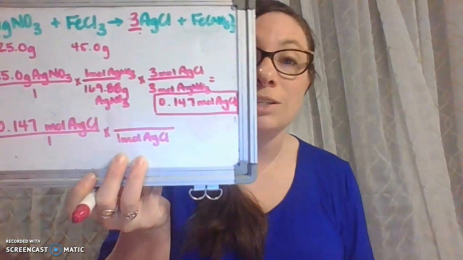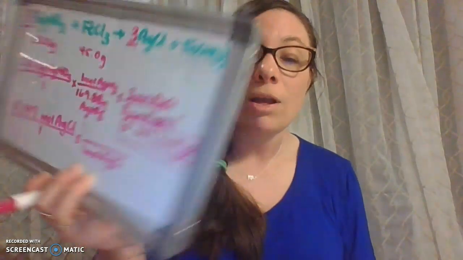0.147 moles of AgCl over 1. And we are going to just simply convert moles into grams. We'll put 1 mole of AgCl on the bottom of our fraction here, of our conversion step, because we want that unit to cancel out with what we started with. And then we're going to calculate the molar mass of AgCl using our periodic tables.